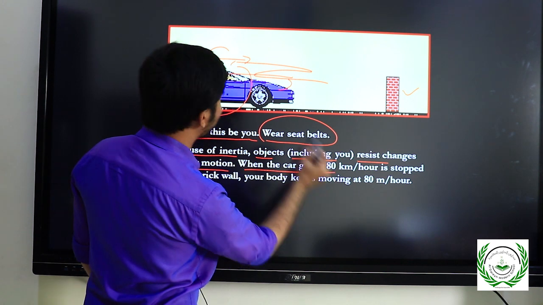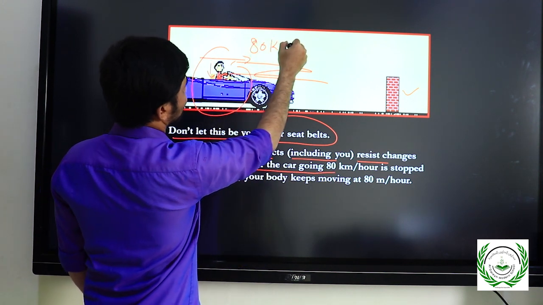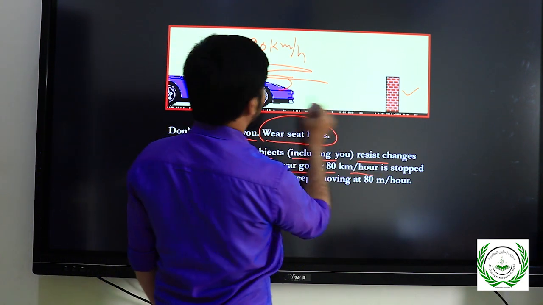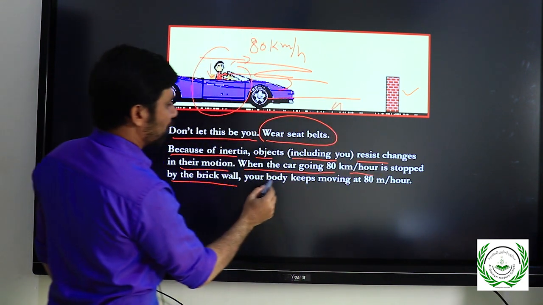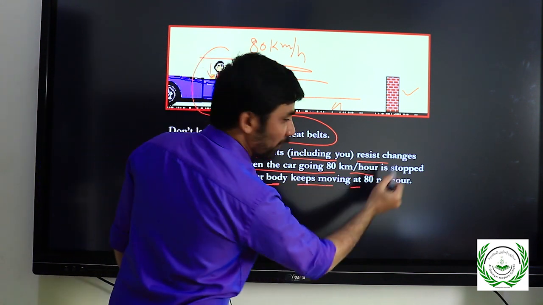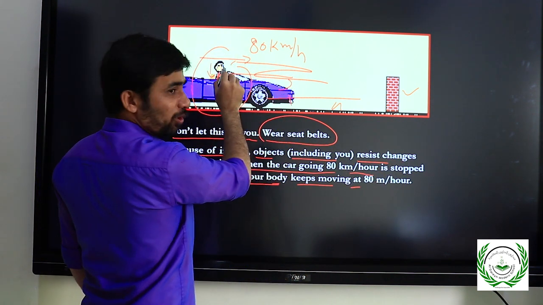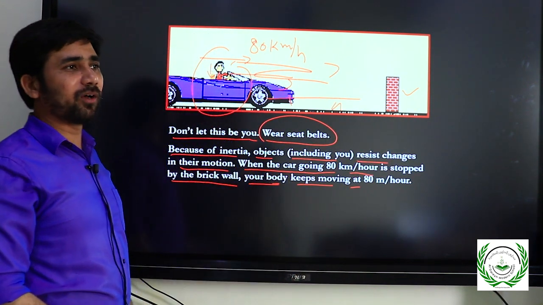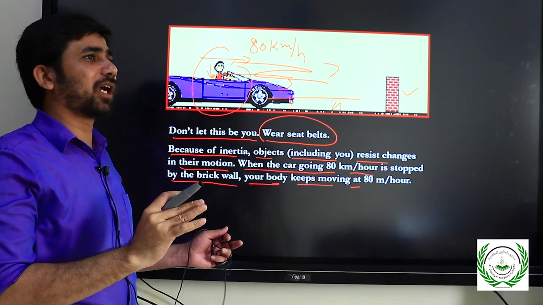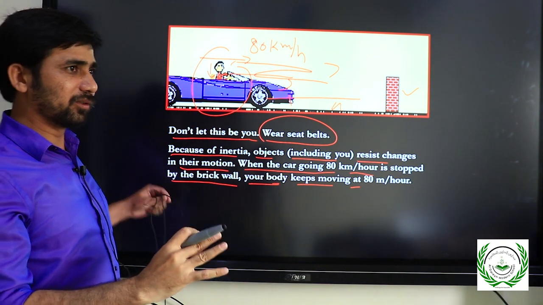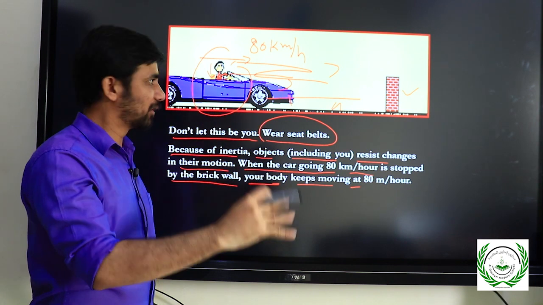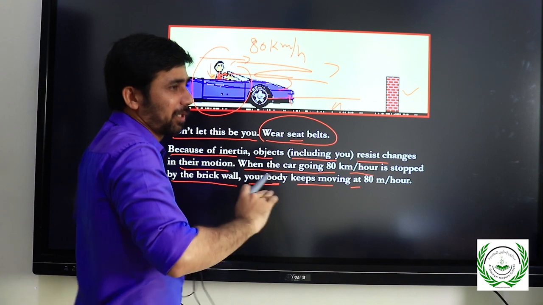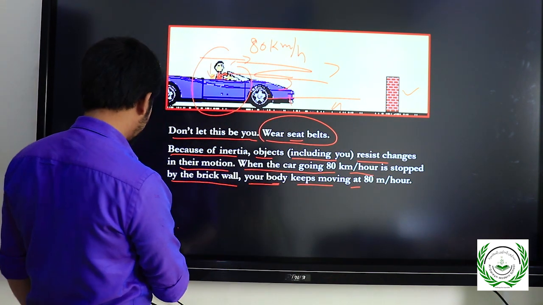When the car is moving at 80 kilometers per hour and is stopped by the brick wall, a sudden brake, your body keeps moving. The car is stopped, but you are not stopped. You go on moving and you fall down because of inertia. You are in motion and you will stay in motion. That is called inertia. If there is a sudden brake and no seat belts, what happens? You will fall down. Right? Next.